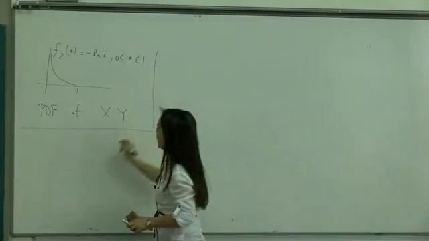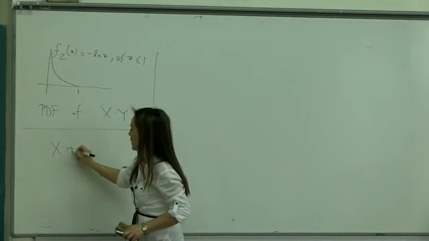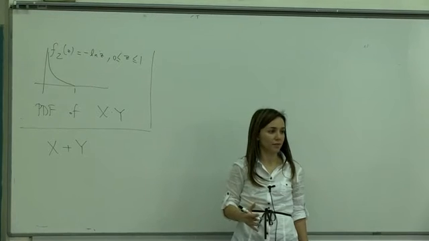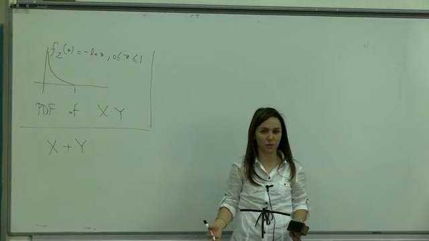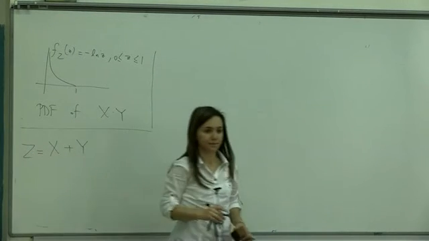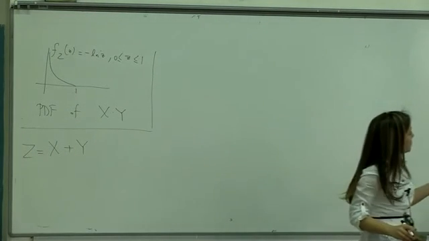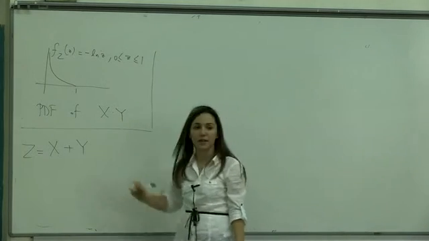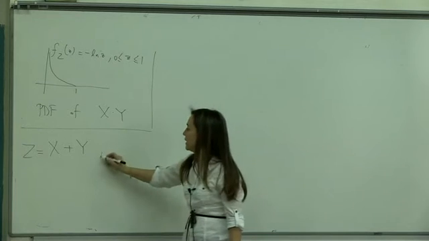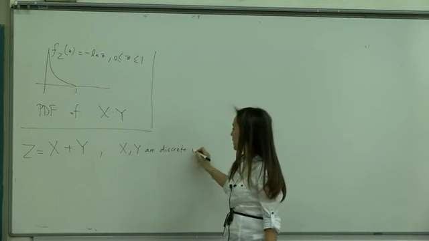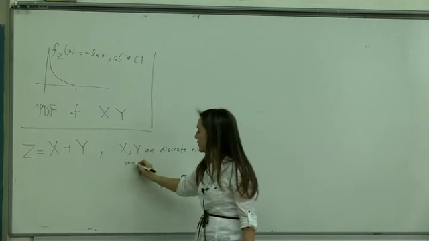So I have the random variable x, and I'm adding to this an independent random variable y. I don't care about the distributions of these random variables, and I let z be the sum. Okay? For the sake of example, suppose x and y are discrete random variables, and they are independent.